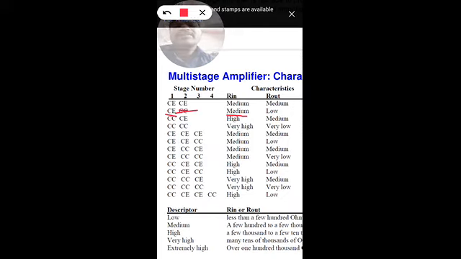And the CC, common collector, we are using in the second stage. For the common collector configuration we have very low output impedance, so in the output stage.